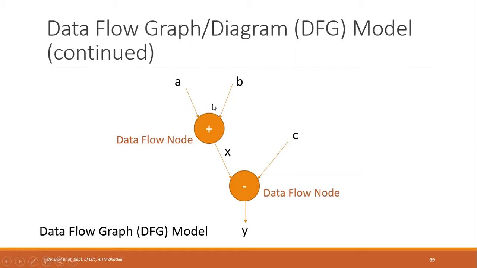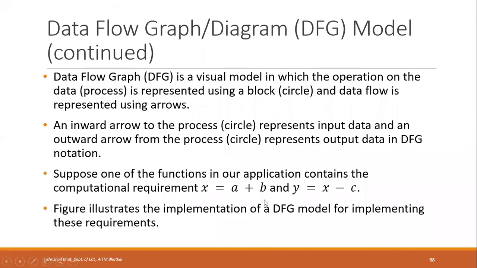This plus indicates an operation, minus indicates another operation. Each operation is indicated by a node or a block. So this is the data flow node, which is addition. Here you are giving two inputs a and b, and the arrow mark indicates it is inward into the node. That's why these are the inputs. Very simple to understand. If you add a and b, whatever you get is the output, and that is x. That's why we have x is equal to a plus b.